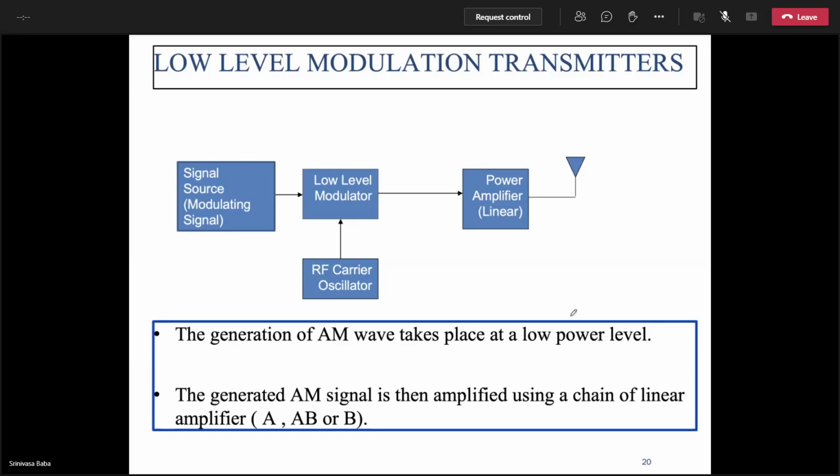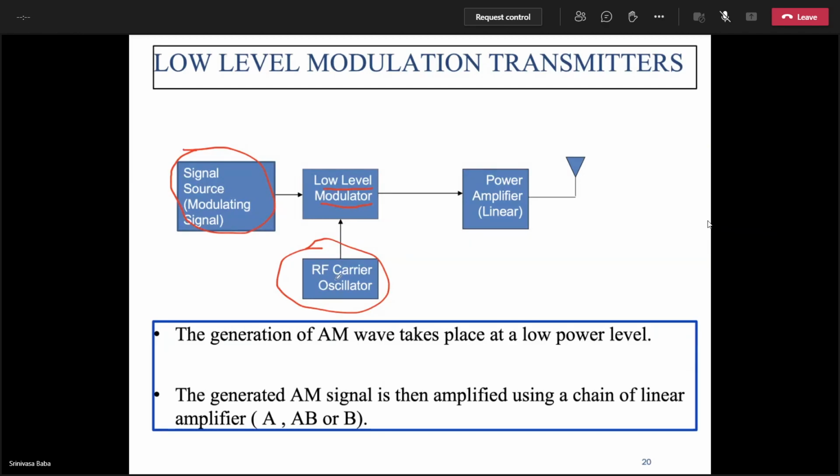So this is your general block diagram of a transmitter, which is also known as a low level modulation transmitter. Here you have your signal, or information signal, or modulating signal. This information signal is applied to a modulator. Low level modulator means without any amplifiers, or if at all you are using amplifiers, they are linear amplifiers only. Linear amplifiers only we'll be using. And then we'll have one oscillator also along with it. An oscillator also we'll be using.